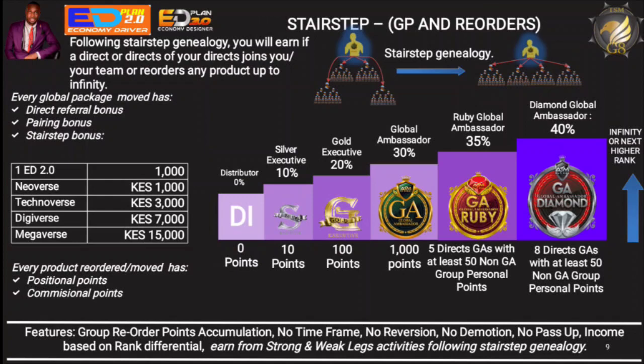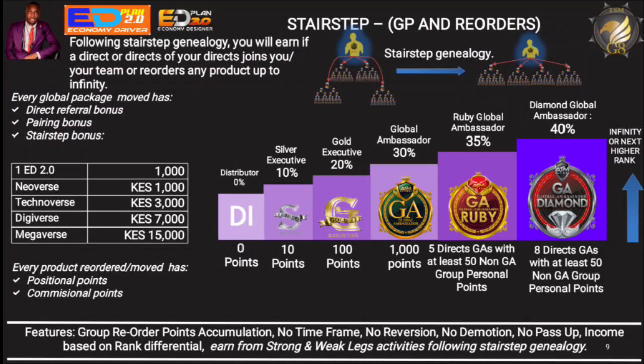The next terminology there is income based on rank differential. Okay, this is what I mean. If you're a sales executive, there is no way you should be paid more for doing nothing, okay? But if you're a gold executive, it means you have done more. You've done more than a sales executive, so you get to earn more as a gold executive because you've done more. You started the business earlier, you've been doing more as compared to a sales executive. That is what it means by income based on rank differential.